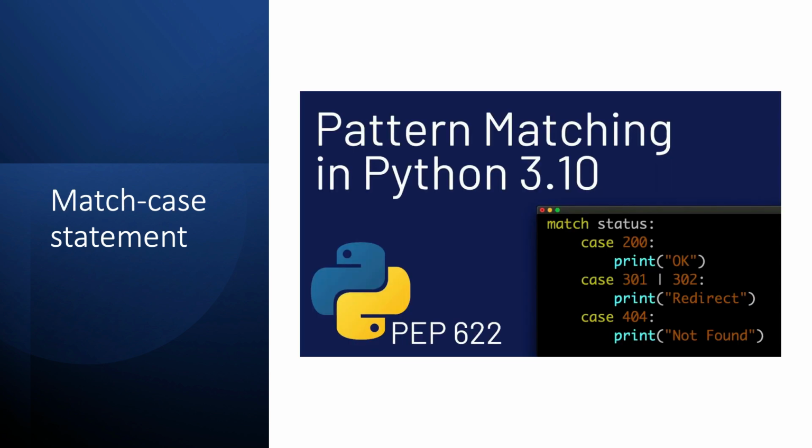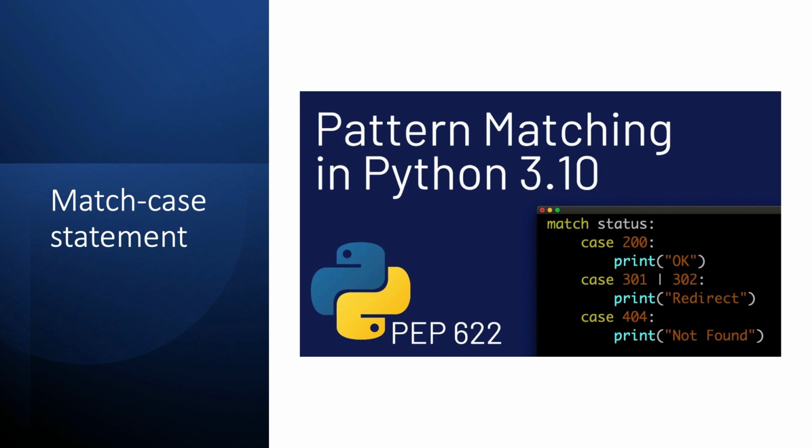Okay, this slide is about an exciting new feature that was introduced in Python 3.10, and it's called the match case statement. Now this addition is part of PEP 622 and brings a powerful pattern matching syntax to Python. And in case you're not familiar with PEPs, they stand for Python Enhancement Proposals. A PEP is basically a design document providing information to the Python community or describing a new feature for Python or its processes or environment.